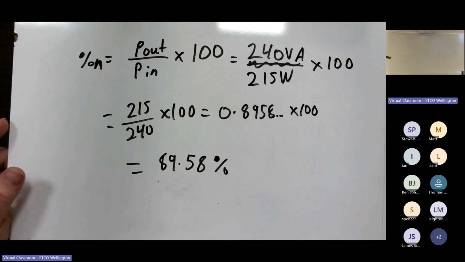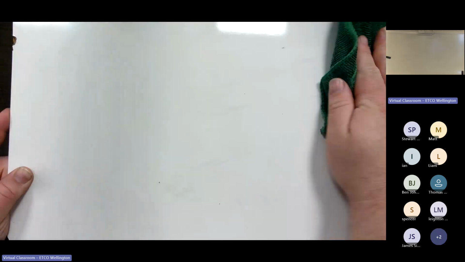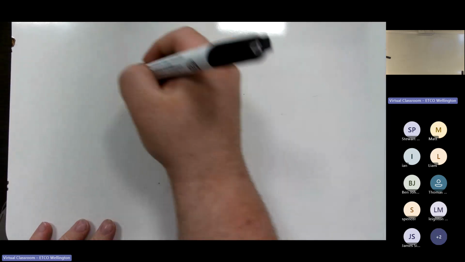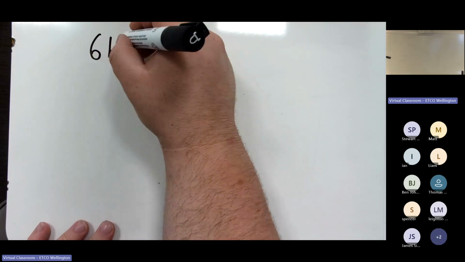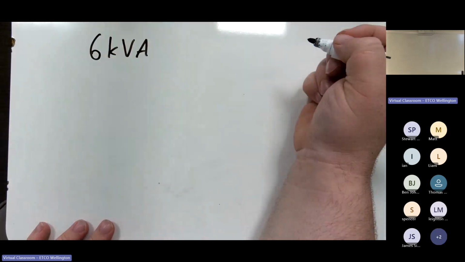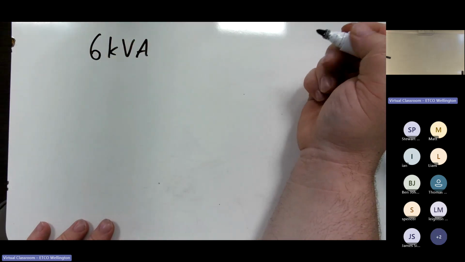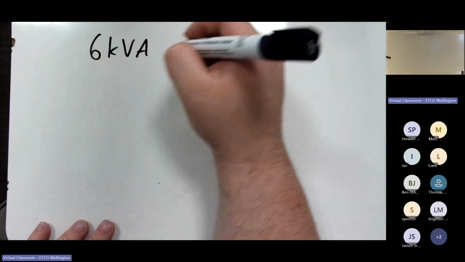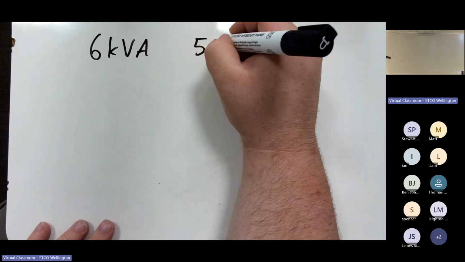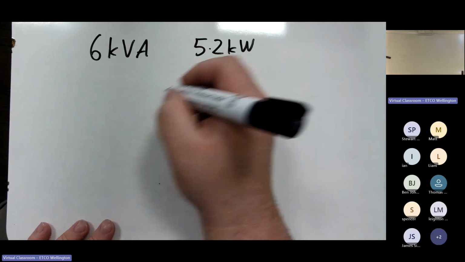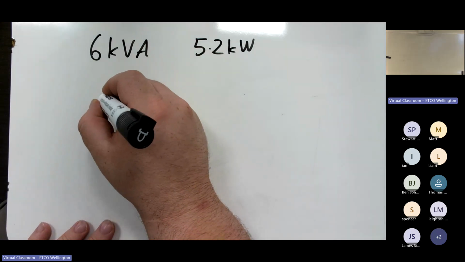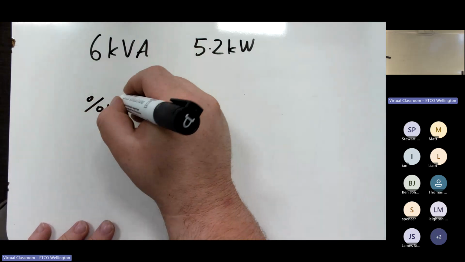Cool. So now that we've done one, we have a 6 kVA transformer, but we're only getting 5.2 kilowatts on the output. What is the percentage efficiency?